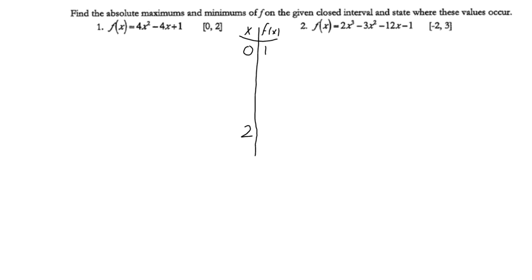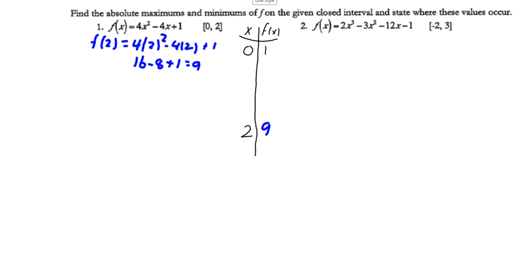Next, I'm going to evaluate 2. f of 2 is going to be 4 times 2 squared minus 4 times 2 plus 1. And so 4 times 2 squared, that's going to be 16. 4 times 2 is 8, minus 8 plus 1. 16 minus 8 is 8, plus 1 equals 9. So our output value here is 9.